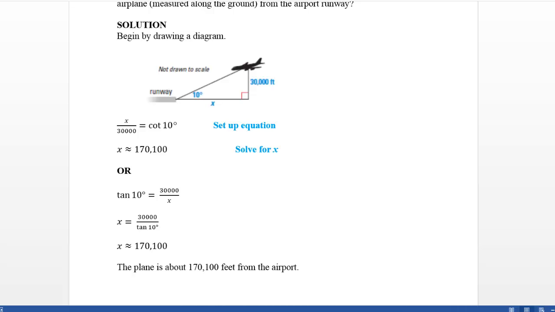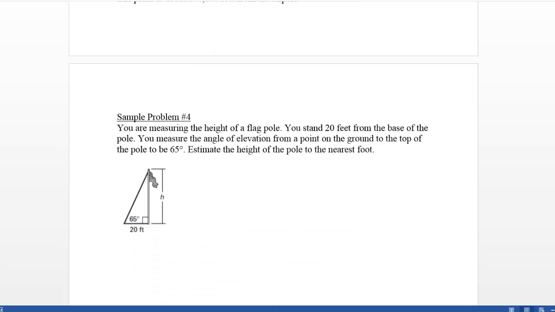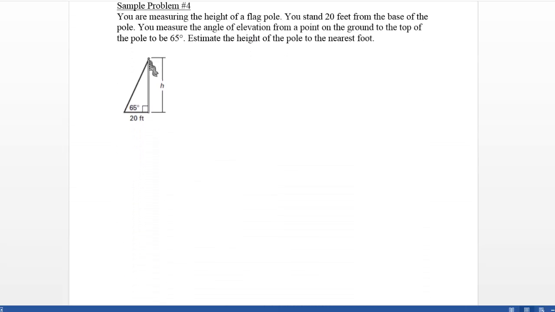So let's look at sample problem 4. Why don't you go ahead and take a look at sample problem 4 with the flagpole, work that problem, and come back and take a look at the solution. Okay, so a couple things here that we want to look at. It says you're measuring the height of the flagpole.